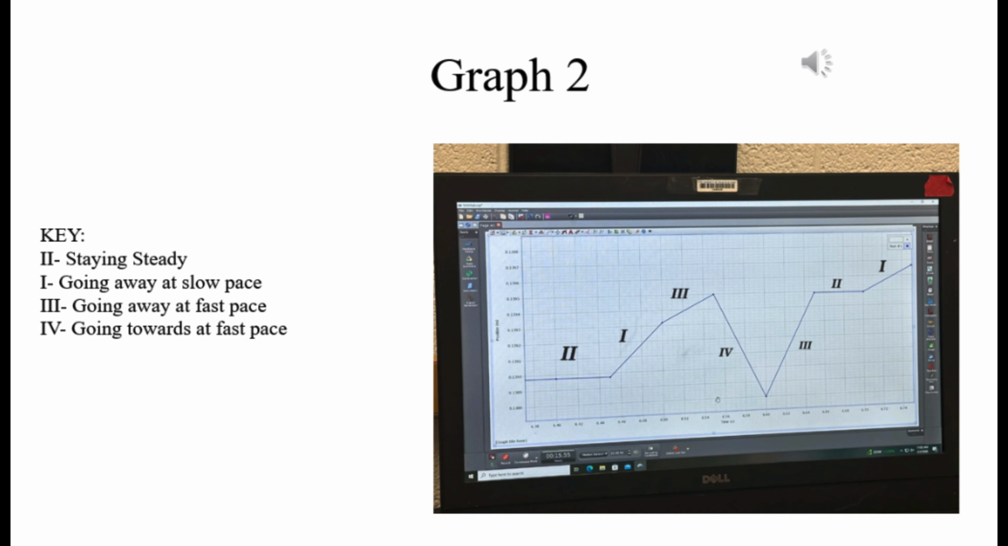In the next section, where it has a 3 numeral, the water bottle was going away from the motion sensor at a faster pace. Then in the fourth phase, the water bottle was going towards the motion sensor at a fast pace. And then from there, the water bottle went away from the motion sensor at a fast pace. Then the water bottle stayed still in the staying steady phase with the 2 numeral. And then the water bottle went away from the motion sensor at a slow pace, which is the last part on the graph at the 1 numeral.